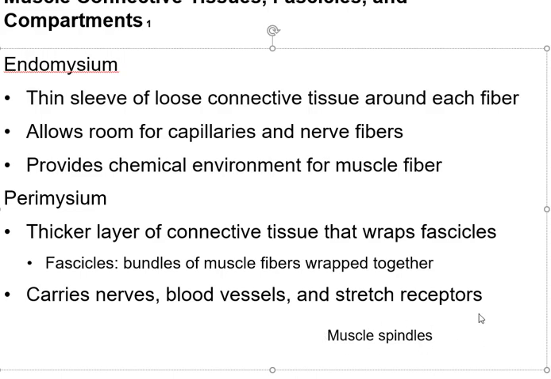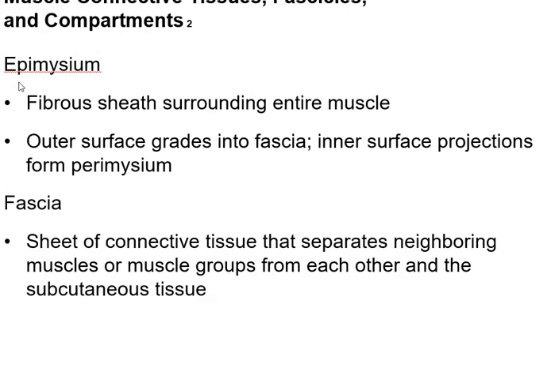I added the words muscle spindles, because that's what we call stretch receptors. The epimysium is around the muscle, but remember, on the outside of the epimysium is the fascia. So don't get the fascia and the fascicles mixed up. The fascia is a sheet of connective tissue that separates neighboring muscles or muscle groups from each other and from other tissue.